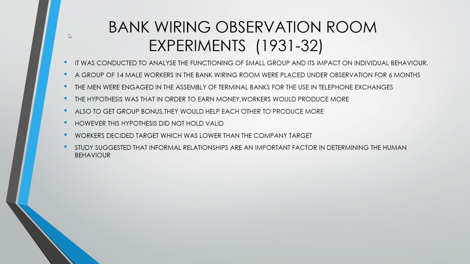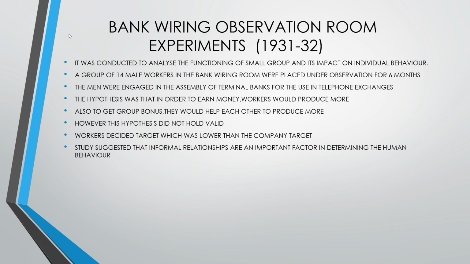However, the strategy did not work and the workers established their own standard of output. They decided a target which was lower than the company target. Why? The reason is, first one, fear of unemployment. If there would be more production per head, some of the workers would be put out of employment. Second reason, fear of raising the standards. Workers thought that if they reached the standard set by the management, they would again raise the standard.